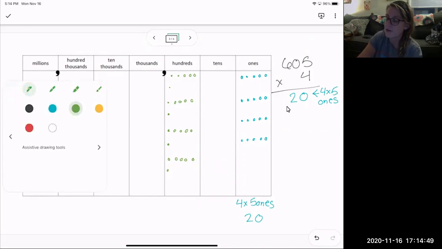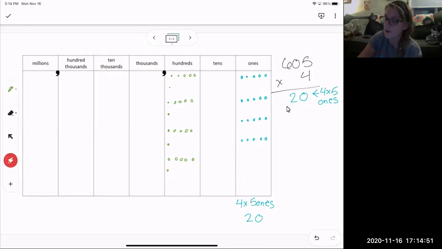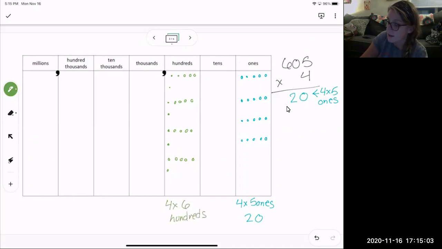Okay, and then in our hundreds place, we have 4 groups of 6 hundreds. So 4 times 6 hundreds is equal to, well, I know 4 times 6 is 24, so 4 times 6 hundreds would be 24 hundreds, which is equal to 2,400. I'm also going to record that in our partial products.